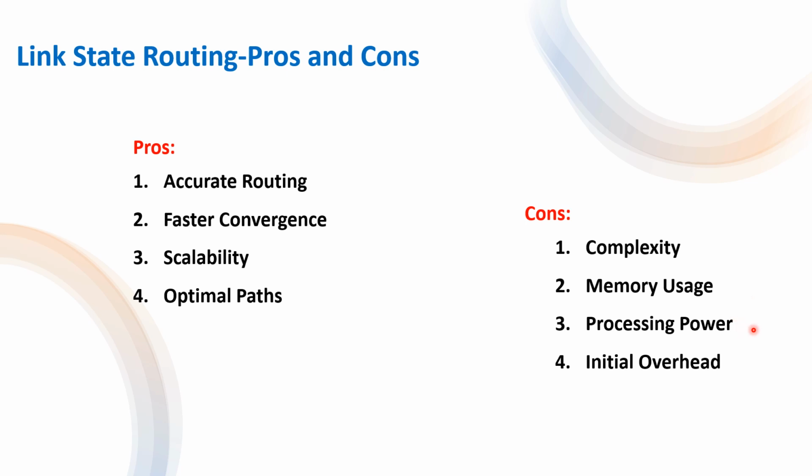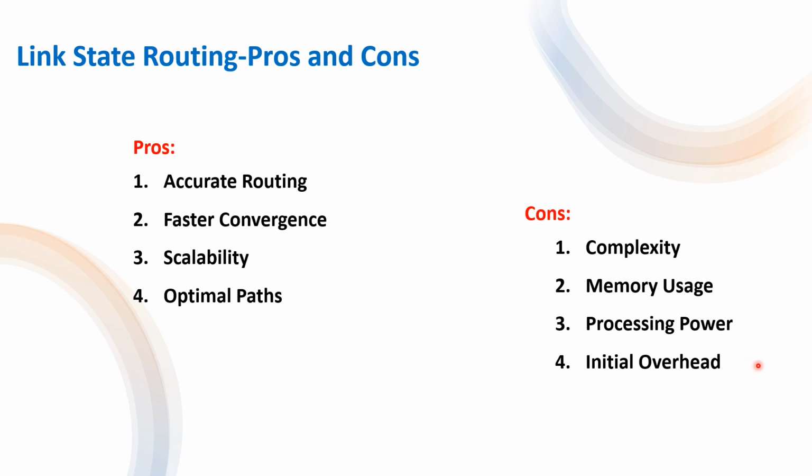Running an algorithm like Dijkstra's shortest path to calculate the shortest path requires substantial processing power. This can be a challenge for routers with limited computational resources. And finally, when a network change occurs, routers must flood link state advertisements throughout the network. This can lead to initial overhead and increased traffic as the network updates and recalculates routes.